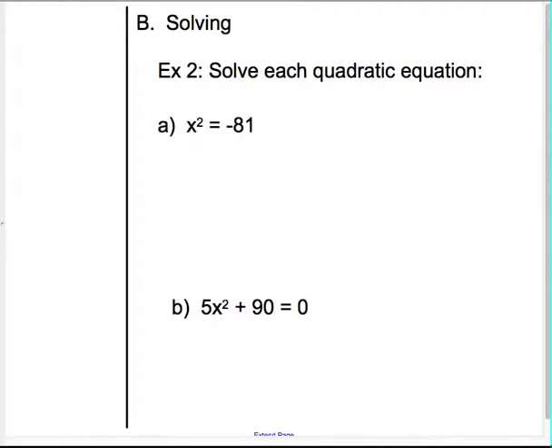If I've got x squared equals negative 81, to solve that, I would take the square root of both sides. Sorry, my calibration is off, so this isn't going to be a real pretty lesson today.